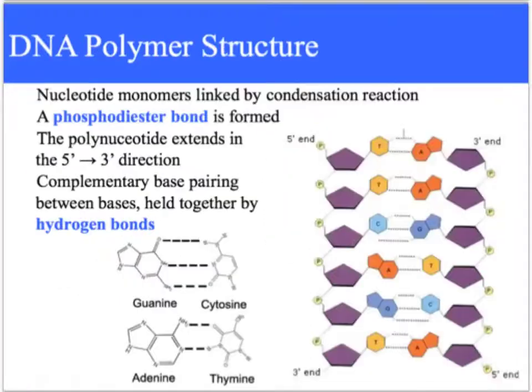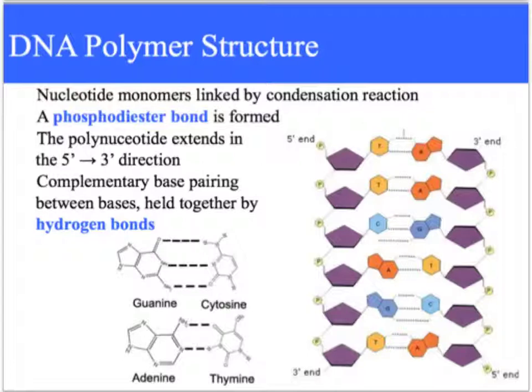Okay, so what we have here is the DNA polymer structure. So nucleotide monomers are linked by condensation reaction. So every time they join, a water molecule is released. A phosphodiester bond is formed, and the polynucleotide extends in the 5 to 3 direction. So remember, my 5 end has the free phosphate.